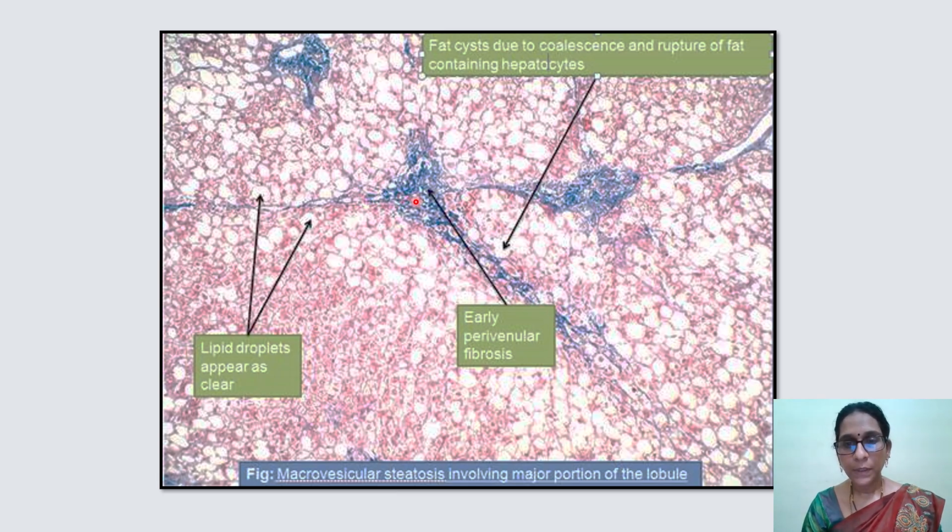and it can progress to fibrosis, which can be demonstrated with Masson's trichrome. And this fibrosis is characteristically perivenular, that is, it starts around the central vein, around zone 3.